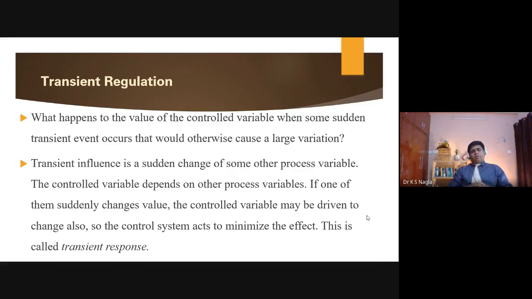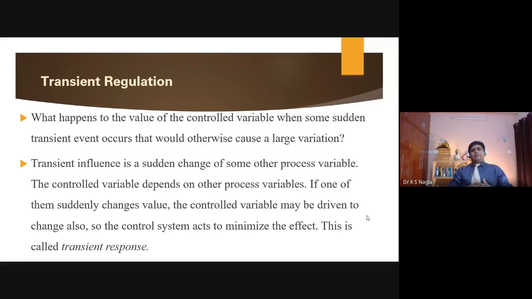Then the question is, what happens if such sudden transient events occur in the process? These transient events can occur in different ways. One is if you change the set point suddenly, then such fluctuations can cause the transient variation. Or if any other parameter, in the form of a disturbance, suddenly comes, it can also change.